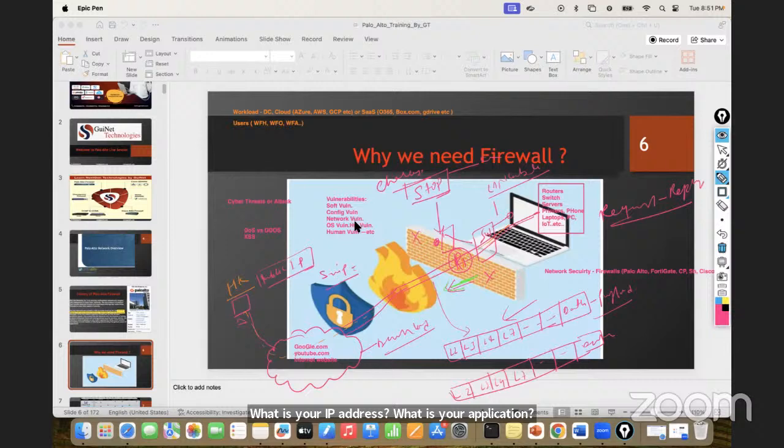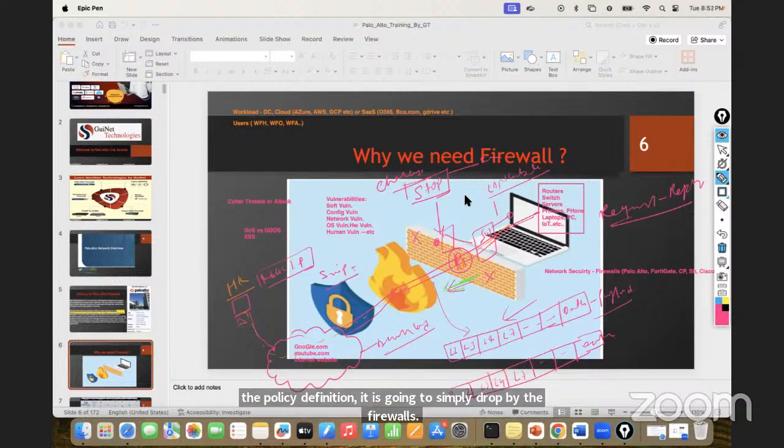What other information? If everything matches as per your policy engine, whatever you define in the policy, then only traffic is going to be sent to the user. If anything does not match the policy definition, it is simply dropped by the firewall. So this is a simple statement when I'm working from the office. How does the firewall act as a barrier?